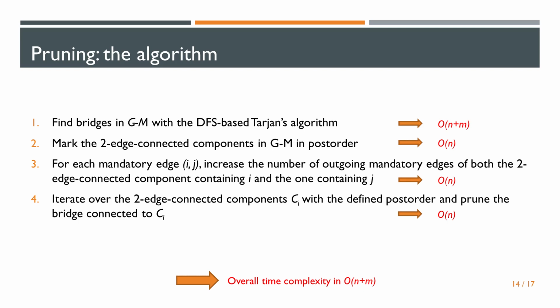Note that the complexity is linear since point 1 is find bridges, point 2 is parse the two edge connected components, that is at most n. Then we have to parse the mandatory edges. There is at most n mandatory edges in the graph. We then have to iterate again over the two edge connected components, that is n components. Finally, that is a linear time complexity algorithm.